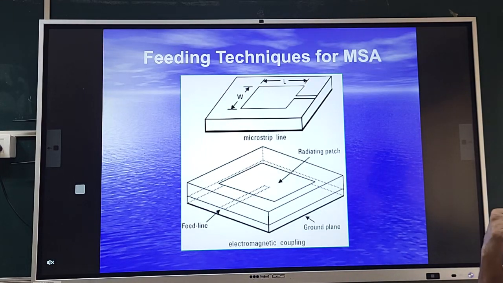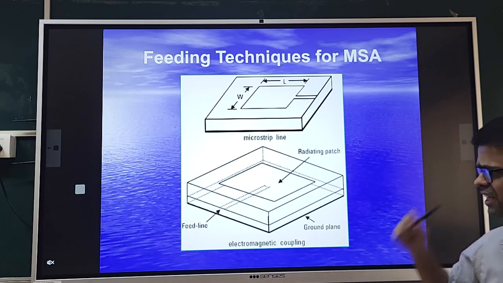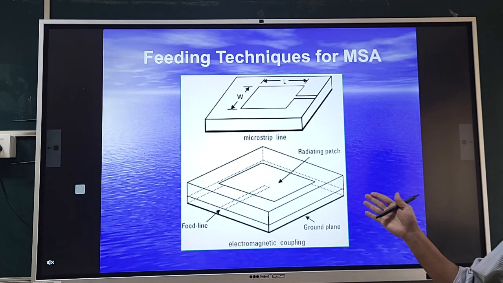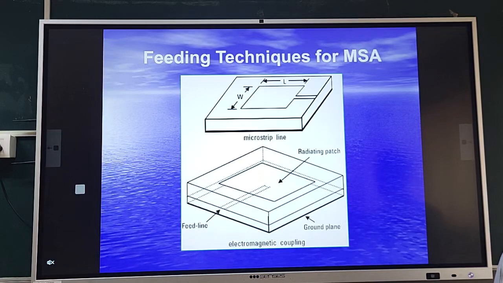Now remember, the previous two feeding techniques are contact feeding techniques. Why? Because there exists a direct connection of the feed to the patch. The third feeding technique or the fourth one, what you will see, are non-contact feeding techniques. There is no direct connection from the radiating patch to the feeding probe that you use. I first explain what exactly this electromagnetic feeding is all about.